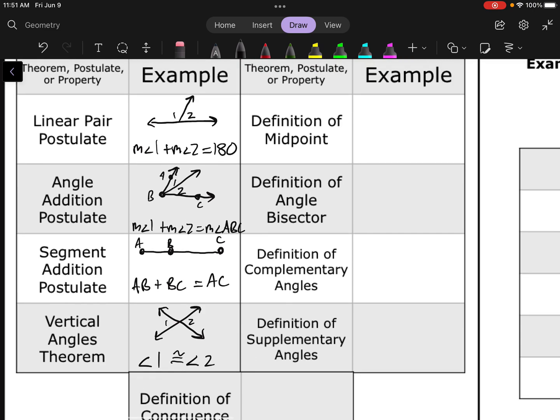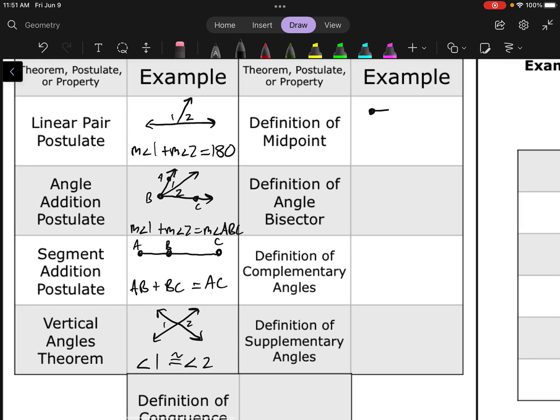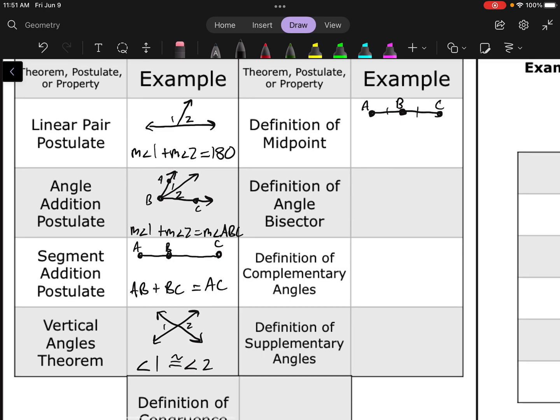Definition of midpoint. We know what a midpoint looks like. So if I've got this segment with B right in the middle, and I know that B is a midpoint, then what I can say is that segment AB must be congruent to segment BC.